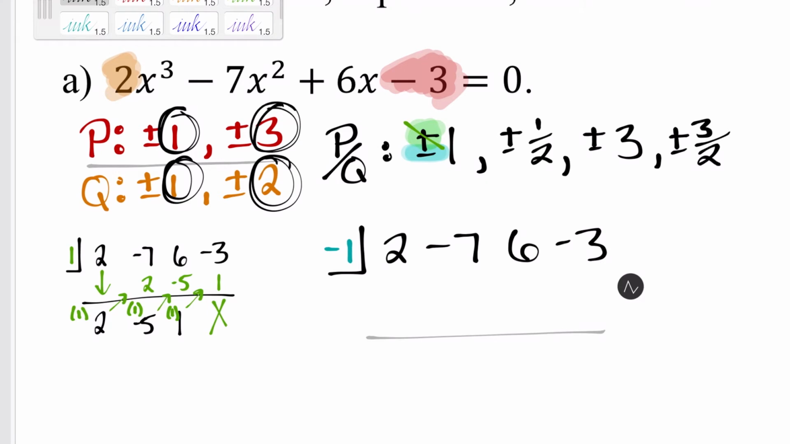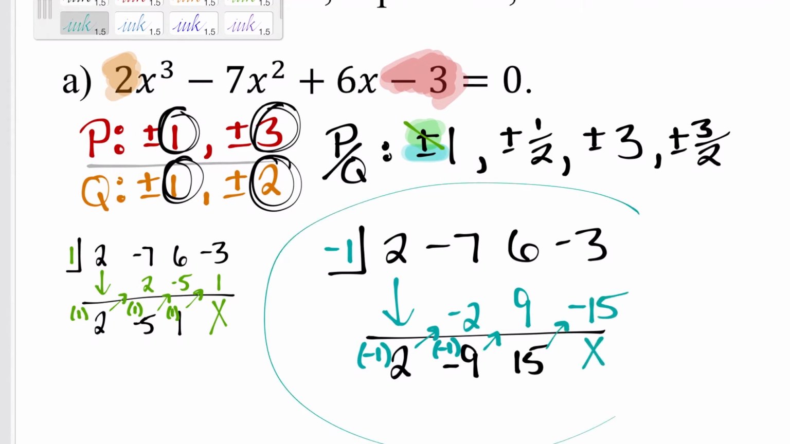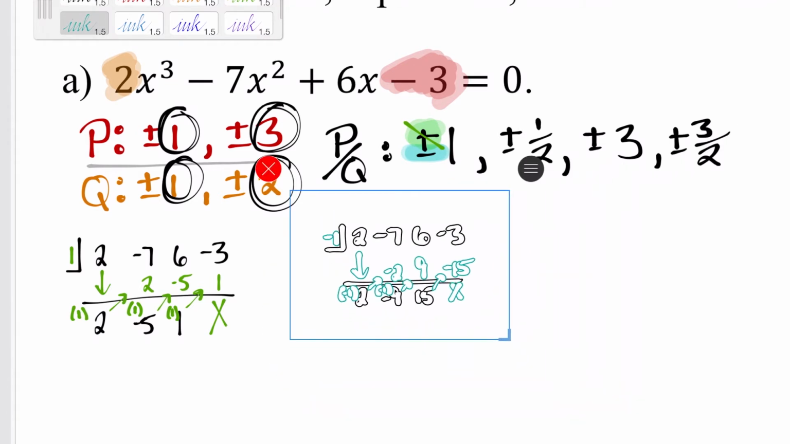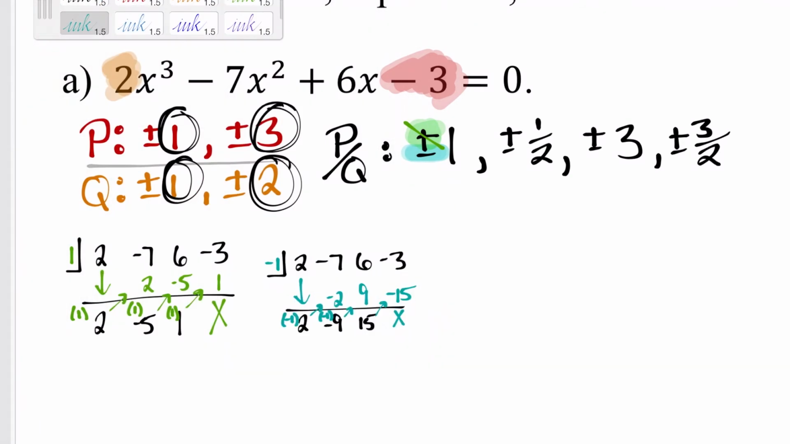So now I'm going to try negative 1. And I'm going to keep doing this for all of them until I find one that works or until I work through all of them and none of them end up working. That is a possibility. It really sucks when that happens, but it is something that could occur. This one doesn't work either, so I'm going to shrink it, move it off to the side, and then try some others.